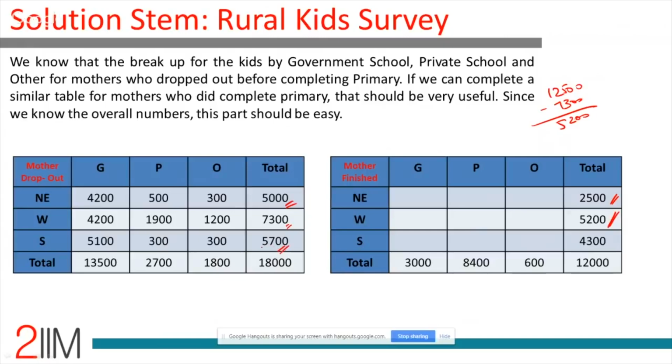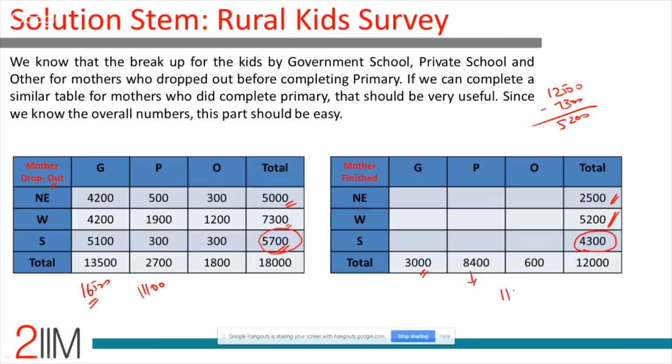5,700 out of 10,000 in South, mothers have dropped out. The remaining will be 4,300. Likewise here, the totally 16,500 in government schools. 13,500 are from the mothers who have dropped out. Remaining 3,000 are here. The totally 11,100 students in private colleges. 2,700 of those are from mothers who dropped out, remaining 8,400.